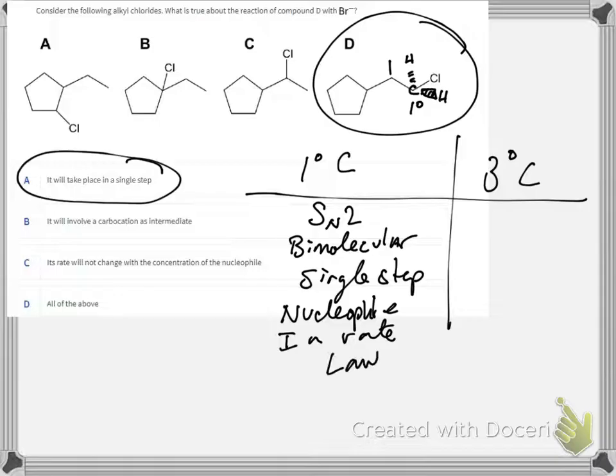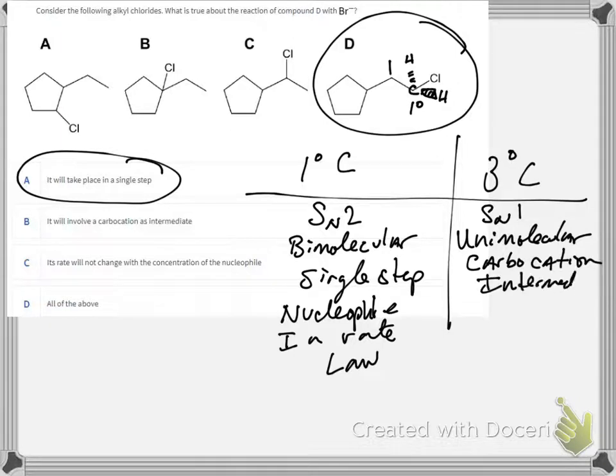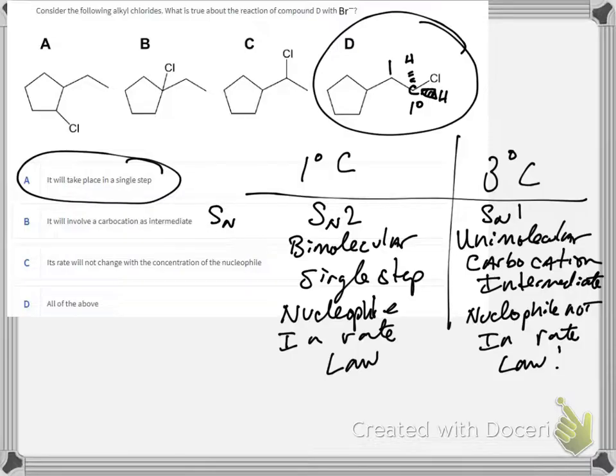nucleophile in rate law, right? That's really important. Tertiary carbon is SN1, it's unimolecular, has a carbocation, and the nucleophile is not in the rate law. Okay, so that means that if it has an intermediate, B is SN1. C does not change rate with concentration of the nucleophile, that is SN1 also. But it takes place in a single step, is it definitely SN2?